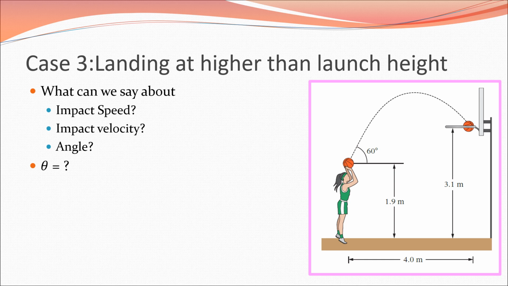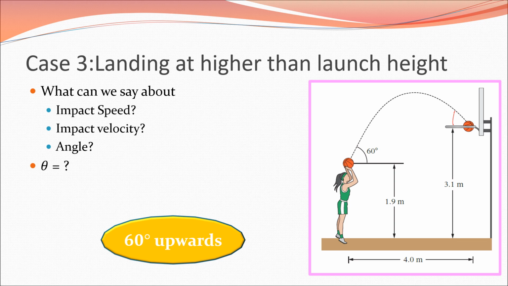The angle, when we work out the angle, that's a little bit different. We start off our initial angle at 60 degrees upwards. Working out this angle is a different issue that we're not looking at right now. And gravity is always negative 9.8 because it doesn't change.